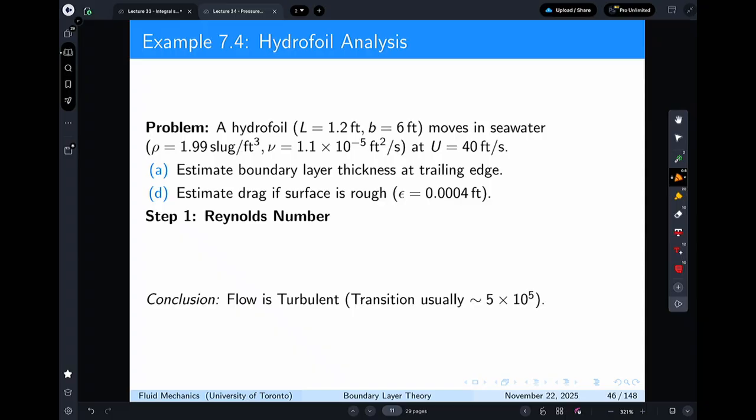So I have a hydrofoil, again, English units, everybody loves them. 1.2 feet long and a width of 6 feet moving in seawater. 1.99 slugs per cubic foot, 1.1 times 10 to the minus 5 feet squared per second at 40 feet per second. Estimate the boundary layer thickness at the trailing edge. Estimate drag if the surface is rough.